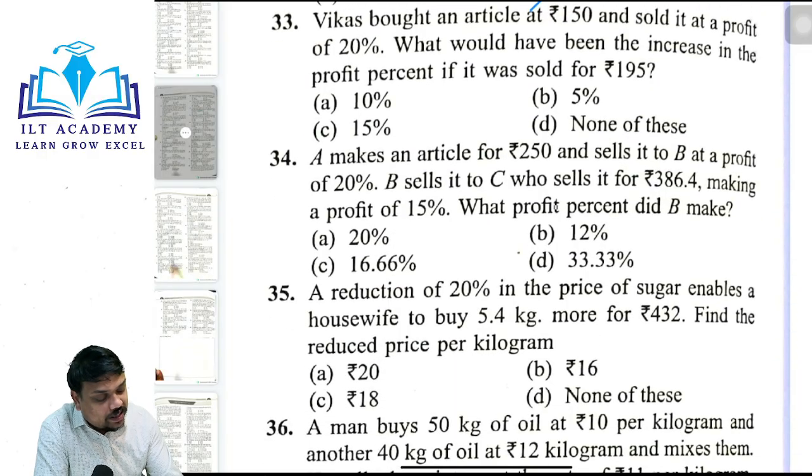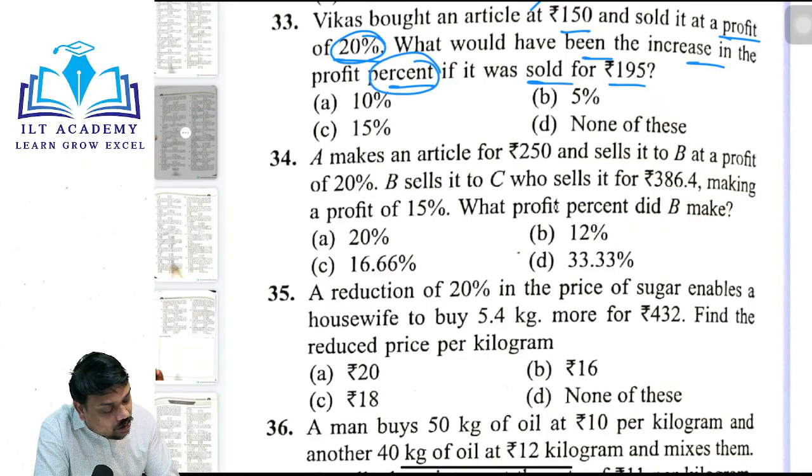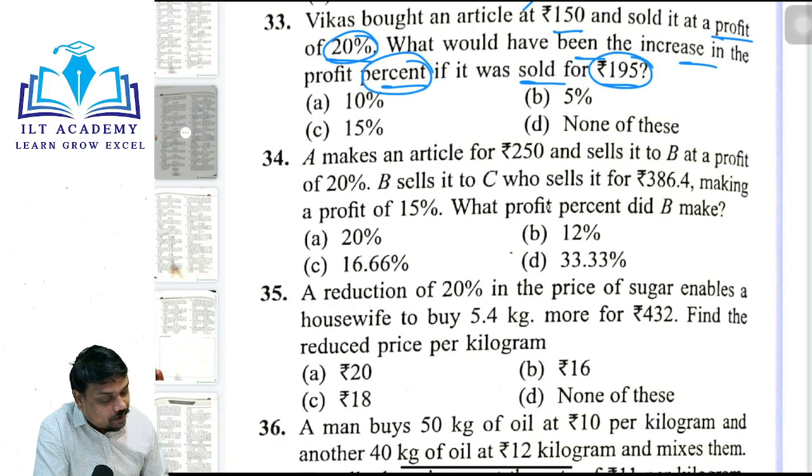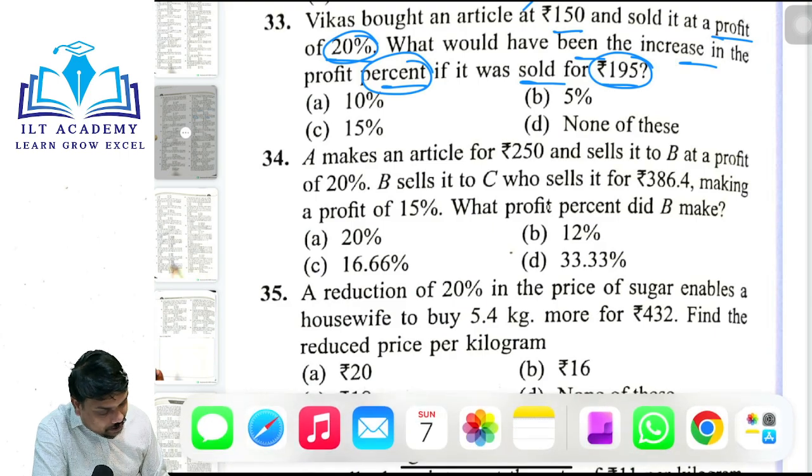Now Vikas bought an article at 150 rupees and sold it at a profit of 20%. So what would have been the increase in the profit percentage if it was sold for 195 rupees? Now see, very simple.